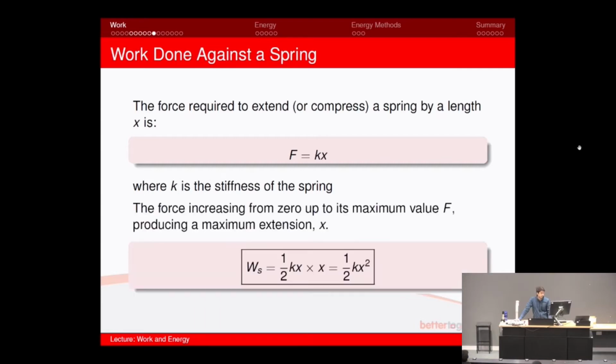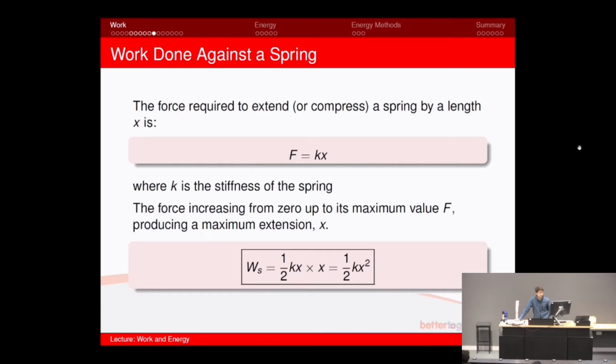And then the work that's required to either compress or expand the spring equals half kx, which is the force, times x again, because that is the distance that you're compressing it or expanding it. So if you're looking at a spring, it is half kx squared. That is how you calculate the force required to expand a spring or compress it.